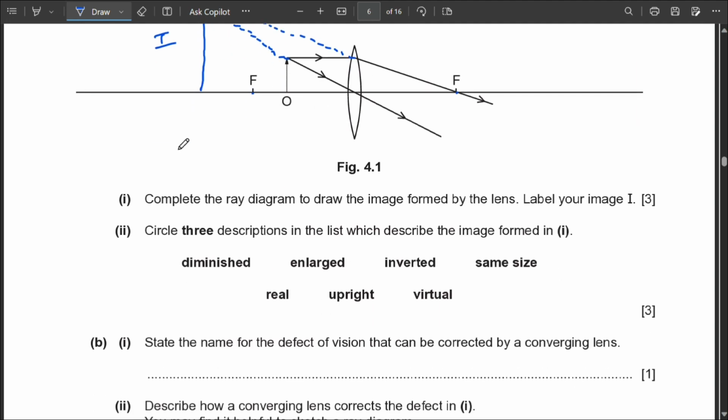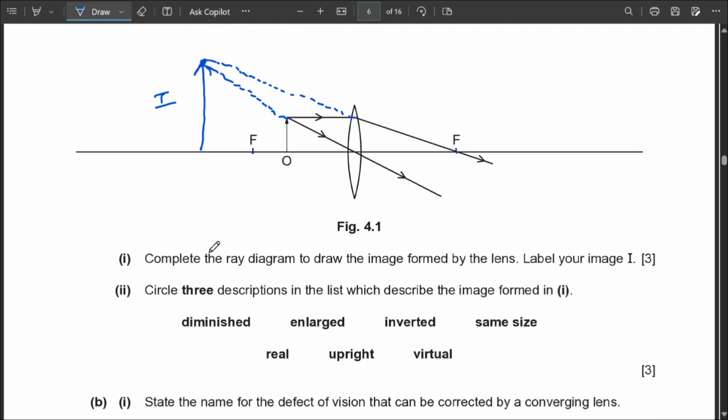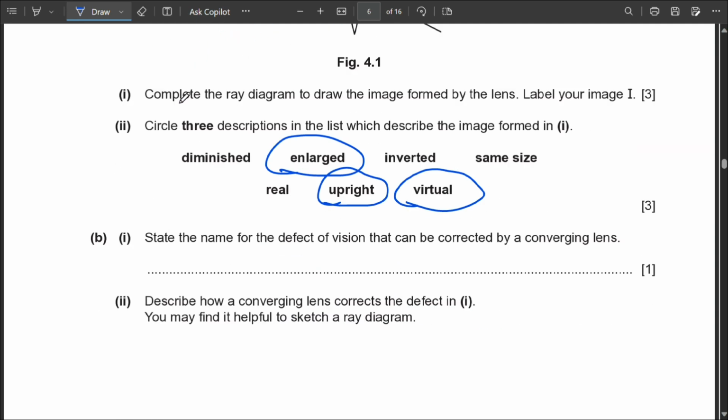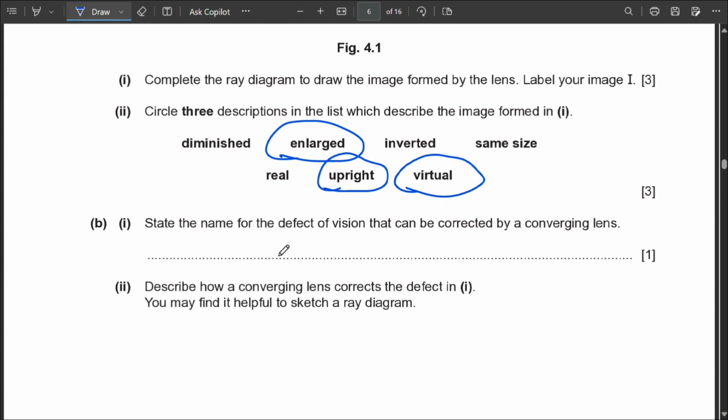Okay. Second part, circle 3 descriptions in the list which describe the image formed. So first of all, as you can see, this image is enlarged. Okay, and then this is upright. Yeah, this is upright, a straight image, and it's virtual also. Virtual, why? Because this image is not formed by the actual meeting of the refracted rays. So when you have to produce them backward so that they meet over here, that will be virtual.